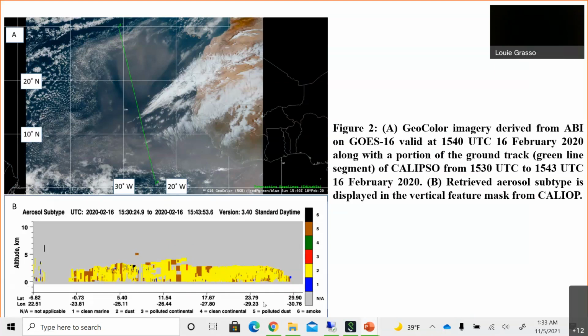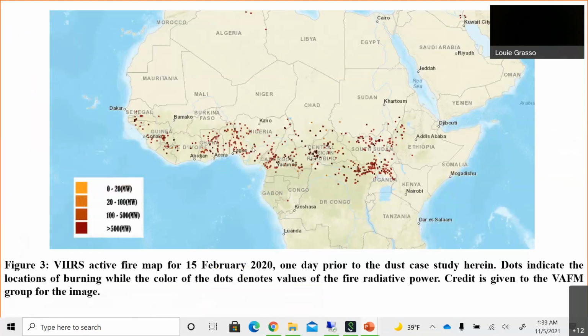What we can see is there's more yellow in the northern dust region, which turns out to be dust. And there's more mixture of yellow and brown, which turns out to be polluted dust. And so the question is, is there a viable source of pollution down in southern Africa?